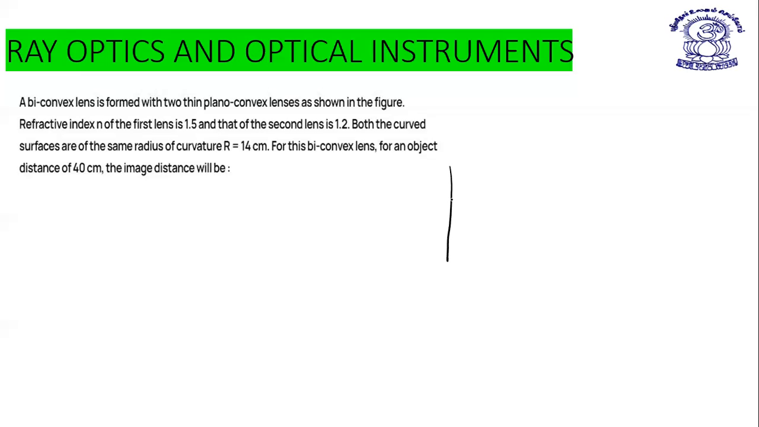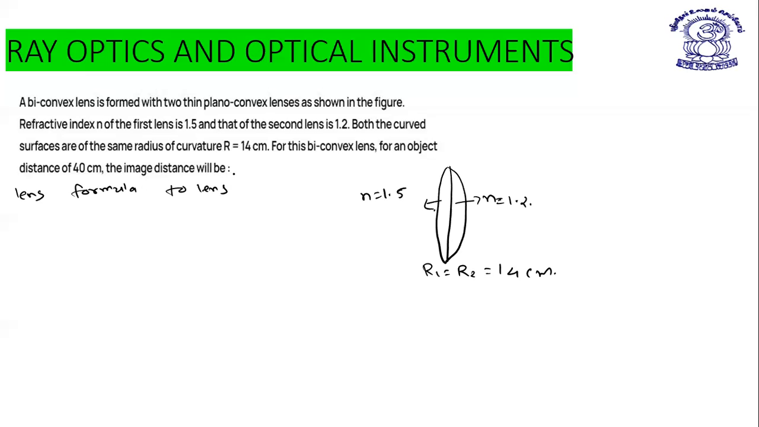Here the figure is given in this way. The first lens has a refractive index of 1.5 and the second lens has a refractive index of 1.2. Both have the same radius of curvature, that is 14 centimeter. Now we can apply the lens formula first to lens 1.